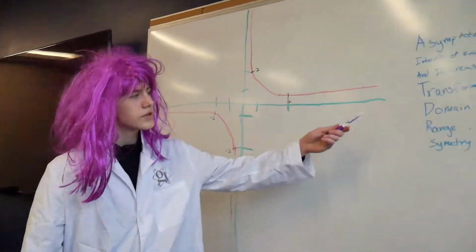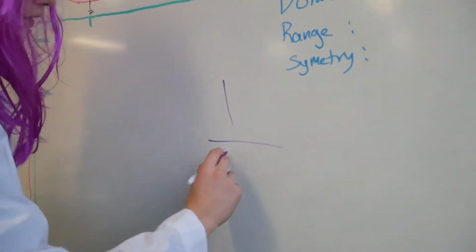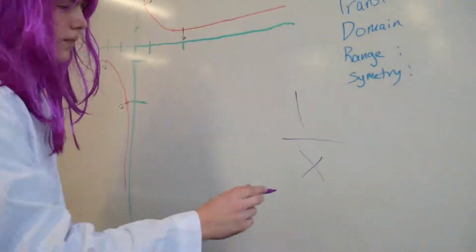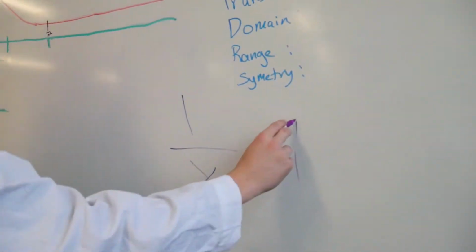The next thing on the list is transformations. Transformations are pretty simple with the rational function. You just take your base rational function, ours is 1 over x, and let's say we want it to be higher by 1 unit. We just add a 1, and then the whole graph would move up.